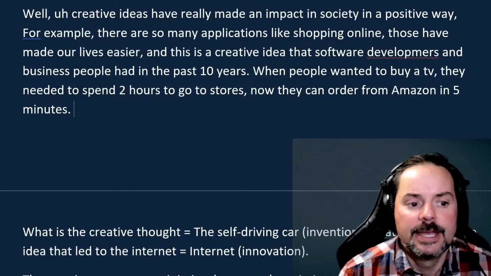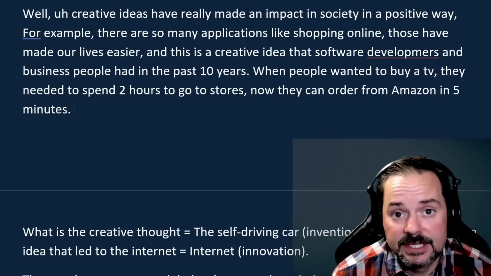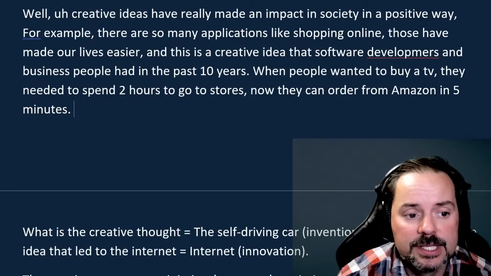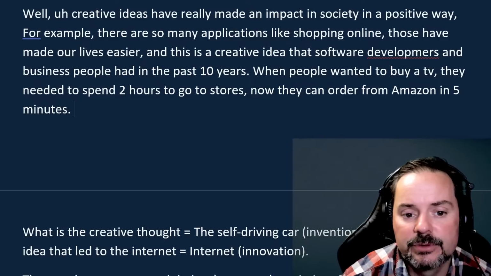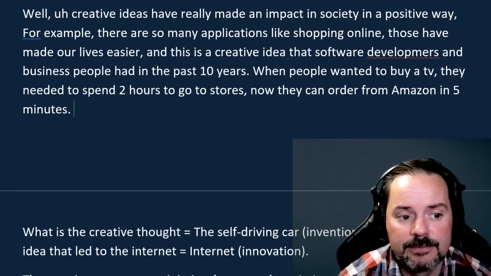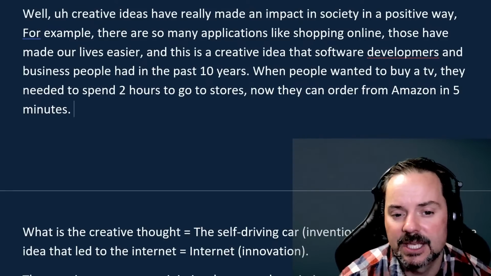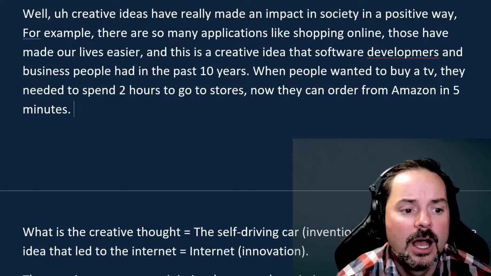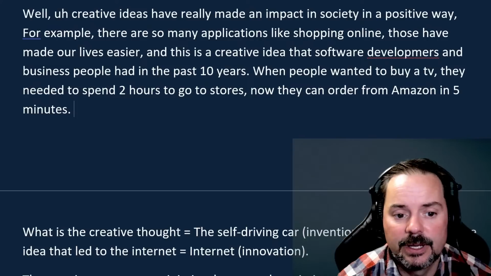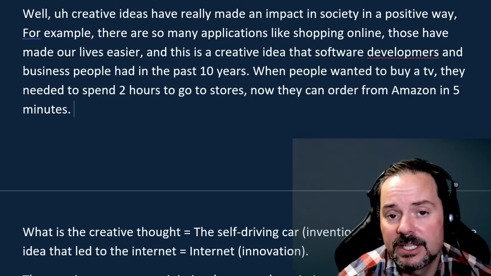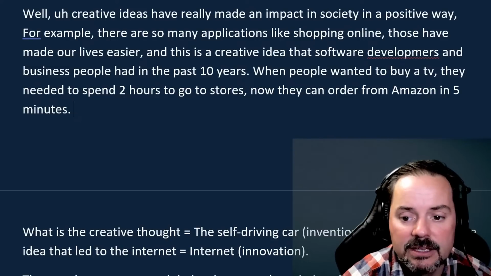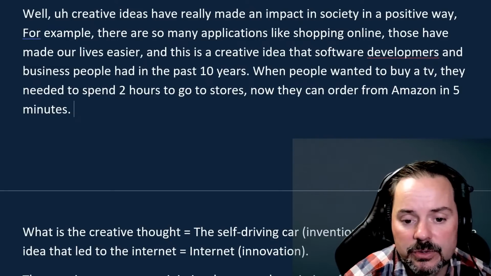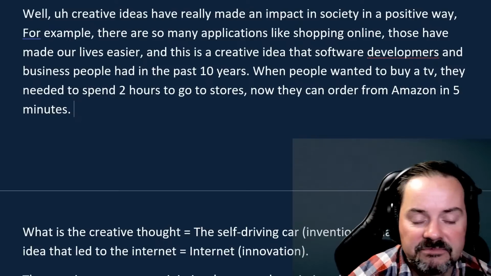In general. Yeah, so this answer, we can basically take what you said and we can upgrade it. We can say it like this. I'm going to say it, just repeat after me. Well, creative ideas have really made an impact in society in a positive way. For example, there are so many applications like shopping online that have made our lives easier. And this is a creative idea software developers and business people had in the last 10 years. When people wanted to buy a TV, and back in the day, they needed to spend 2 hours to go to stores. Now they can just order from Amazon in 5 minutes.